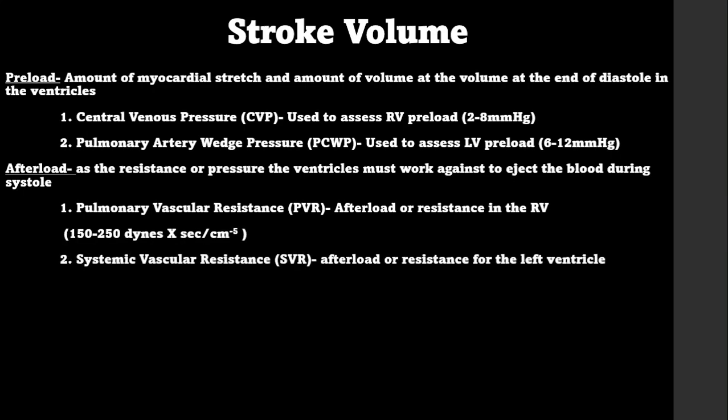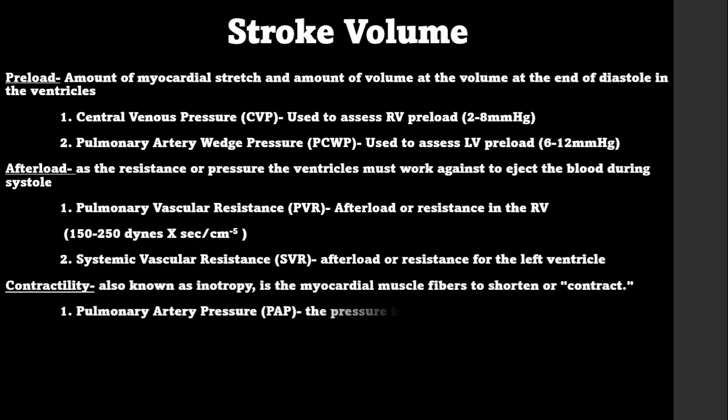Afterload is defined as the resistance or pressure the ventricles must work against to eject the blood during systole. Afterload is measured in pulmonary vascular resistance and systemic vascular resistance. Vasodilation and vasoconstriction can be two main contributors to afterload. Pulmonary vascular resistance is afterload or resistance for the right ventricle. This is the impedance of flow by the pulmonary vascular system. Systemic vascular resistance is the afterload or resistance for the left ventricle. This is impedance of flow by the peripheral vascular system.